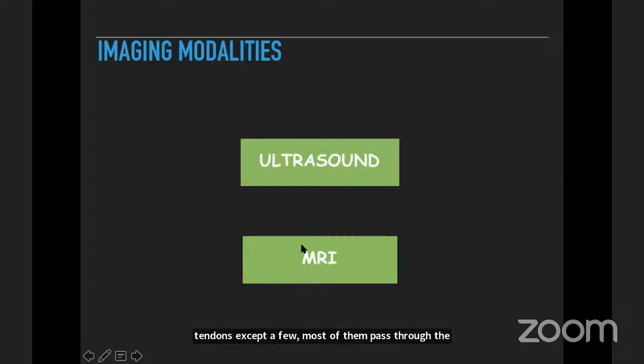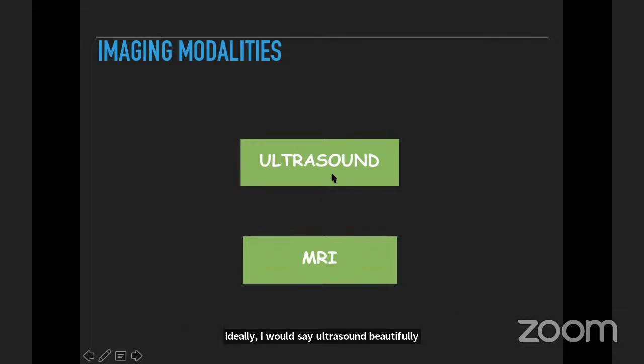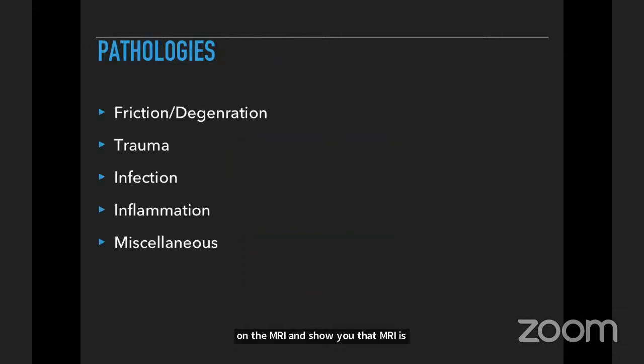Now, what do you think would be the ideal imaging modality to look at the tendons? Ideally, I would say ultrasound beautifully shows all the tendons. Ultrasound is a great modality because you can diagnose and simultaneously intervene. But MRI, if done with a nice FOV, can also pick up all the abnormalities well. In this talk, I'm trying to focus on the MRI and show you that MRI is equally good as ultrasound to show all the tendon pathologies.